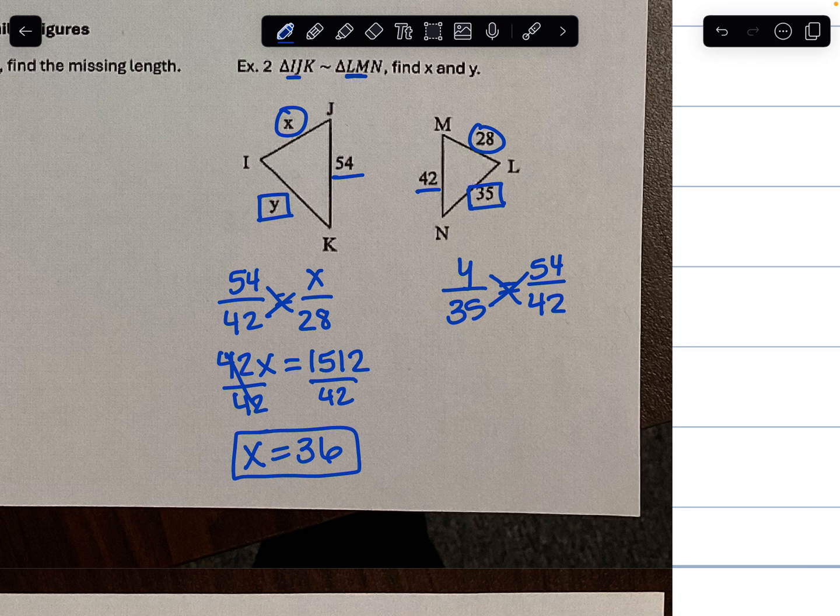You cross multiply. Okay, what do we get? You get 42y equals 1890. Okay, last step. Divide by 42. So y is equal to 45.